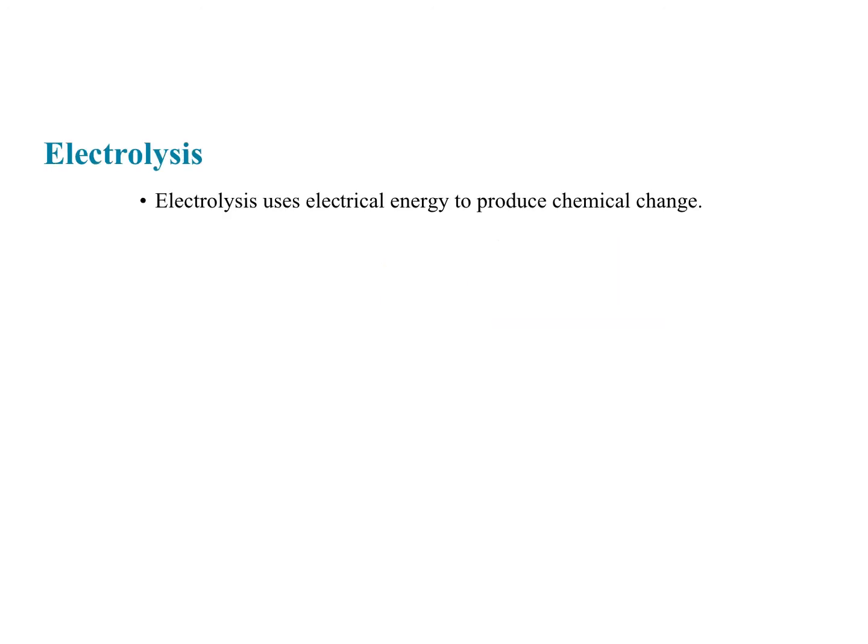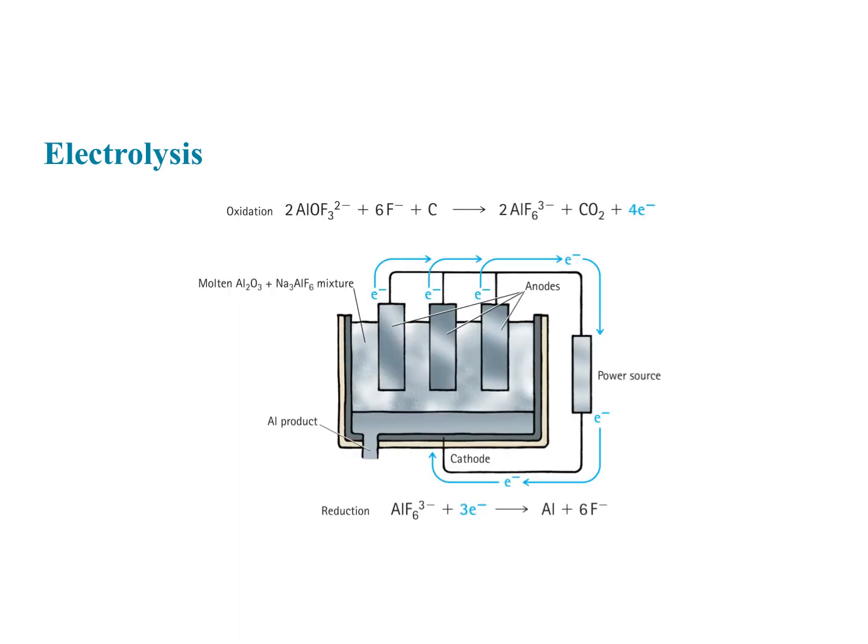Now, the next topic that we're going to talk about, and I know this is a really long lecture, but we're getting towards the end. We're going to talk about something called electrolysis. Electrolysis uses electrical energy to produce a chemical change. Some examples of this include recharging your car battery, and it's a process that's used for purifying certain types of metal ores.